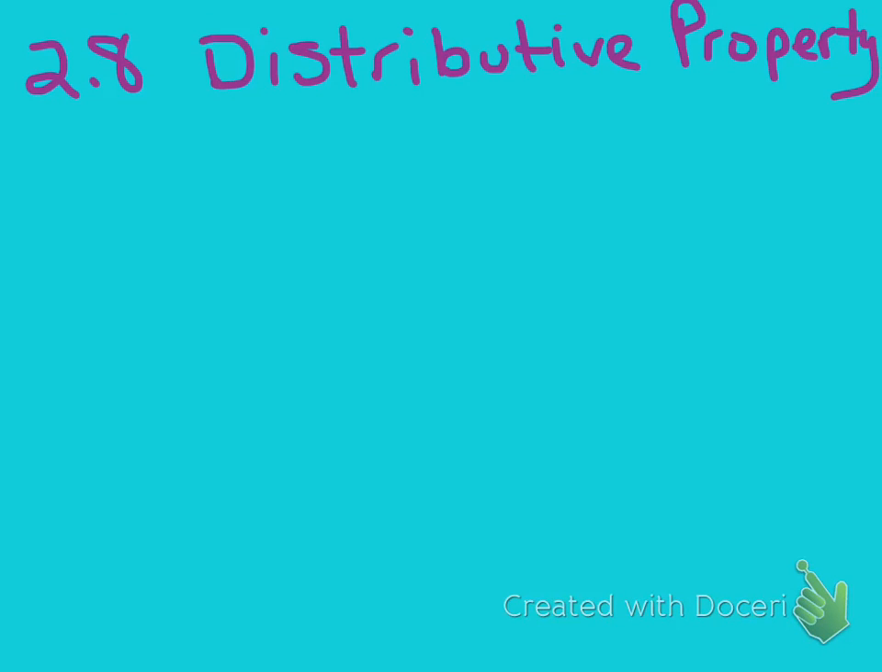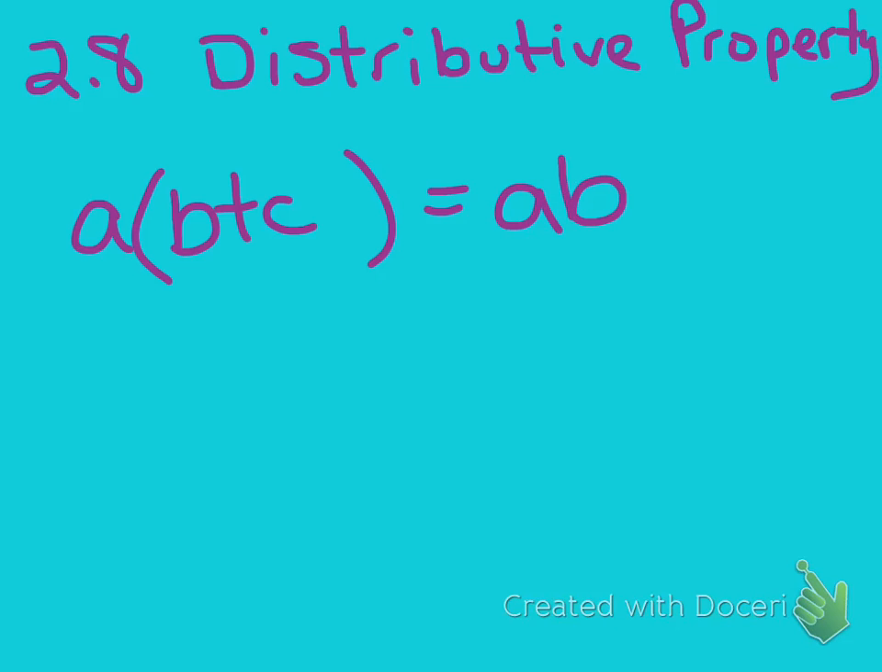Okay. The distributive property of multiplication over addition or subtraction states that if you have A times the quantity B plus C, it equals A times B plus A times C. And that just means we have A times B and A times C, okay? I'm going to do one with a number first.